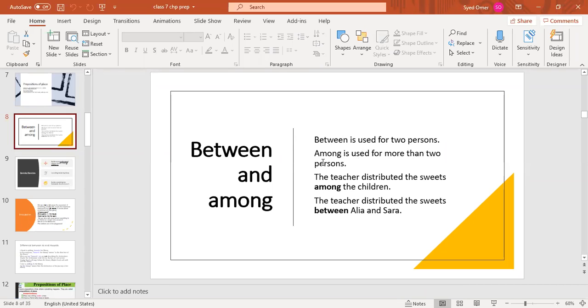Now the same examples I have given, but I have changed the object. The teacher distributed the sweets dash the children. Children are many, so I'm going to use among. The teacher distributed the sweets dash Alia and Sarah. Alia and Sarah are two, so between. So it's very easy to remember: between is used for two people or things, and among is used for more than two people or things.